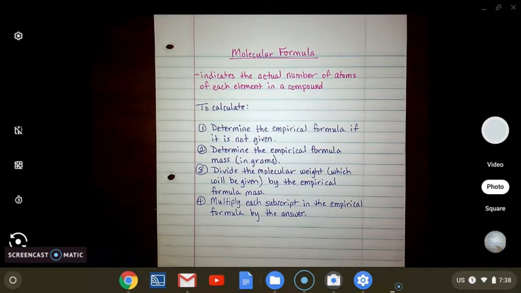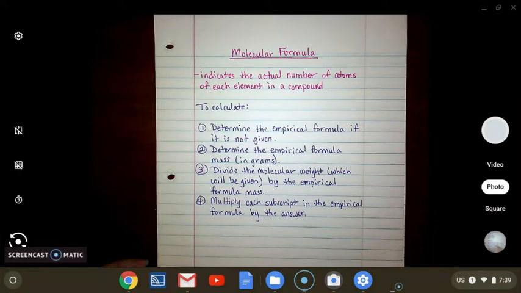So, molecular formula is the actual number of atoms of each element in a compound. So it's not the empirical, it's not the simplest form, it's what the actual compound is. So first, you're going to determine the empirical formula if it's not given. Then you're going to determine its mass, which is in grams. You're going to divide the molecular weight or formula mass, which is how it will be written in some problems, by the empirical formula mass. Then you're going to multiply each subscript in the empirical formula by the answer. And I can read this to you all day long, and you're probably like, what in the world are you talking about? It's easier just to do examples.